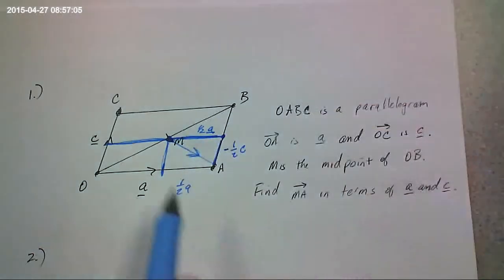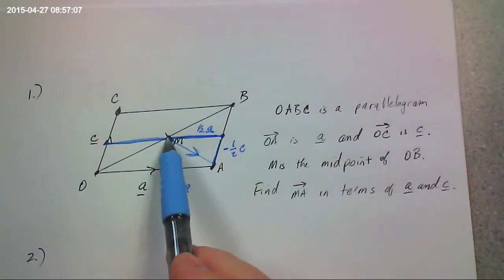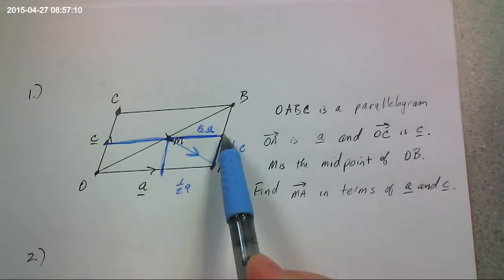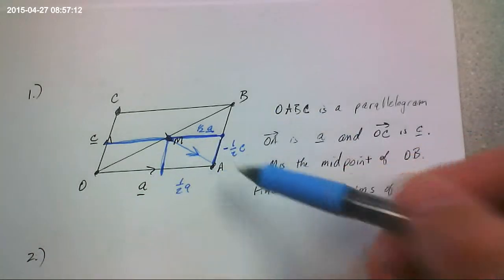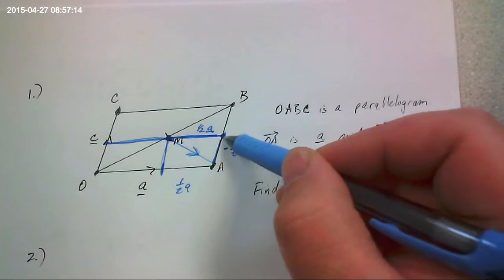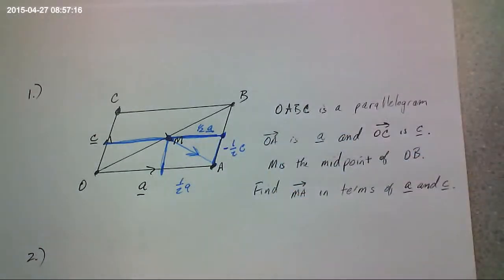So to go from M to A, I could do this. I could go from M to this midpoint here, which is half of A, and then I could go from this midpoint back down to A, which is half of C.